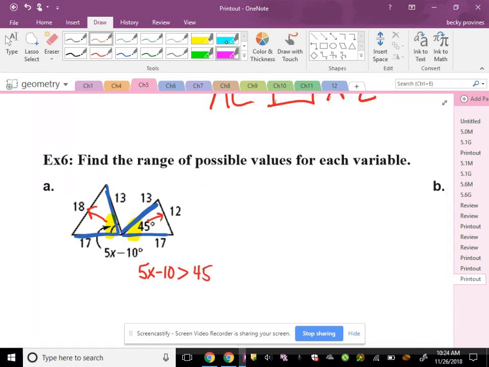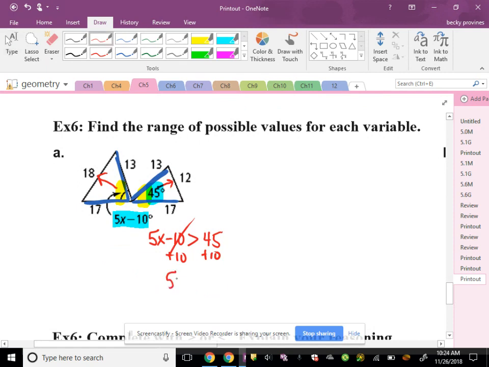So what I'm doing, guys, is I'm using these two numbers and I'm comparing them and saying which one is bigger. Okay, so let's add 10 over. So 5x is greater than 55, so x is greater than 11.